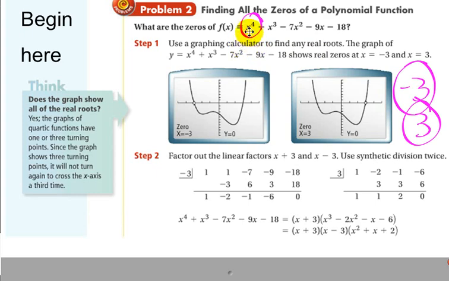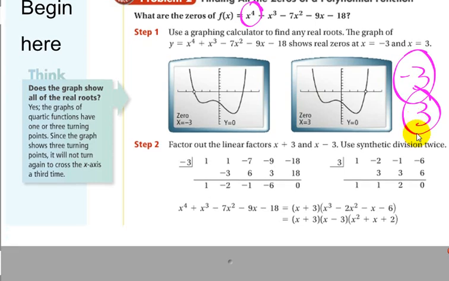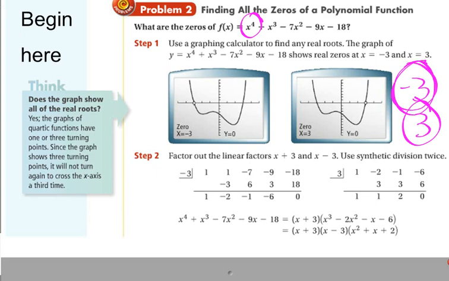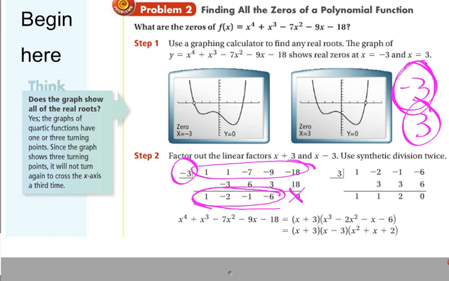And we're going to divide out of this negative 3, and then we're going to factor out the 3 by using synthetic division. So when you get the negative 3 and you plug it in, and you do your synthetic division using 1, 1, minus 7, minus 9, minus 18, and that's what they've done for the first one right here, and you calculate that out, it's going to have a remainder of 0 because it was a factor, right? So whatever's left over here, now we've taken out the minus 3.